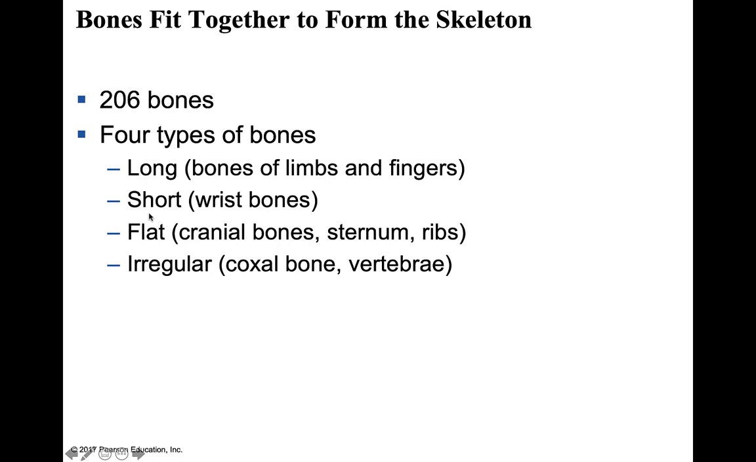So 206 bones within the body form the skeleton, and basically we describe the types of bone based on their shape. They can be long. Those would be bones of the limbs and fingers, the humerus, the femur, the phalanges. Short bones, those would be carpals, our wrist bones. We have flat bones. Those are going to be the bones of the skull, the sternum, our ribs. And then if you're not one of those, you fall under the irregular category, and that would be your coxal bone and vertebrae. So you should be able to provide examples of the various bone types that are out there.